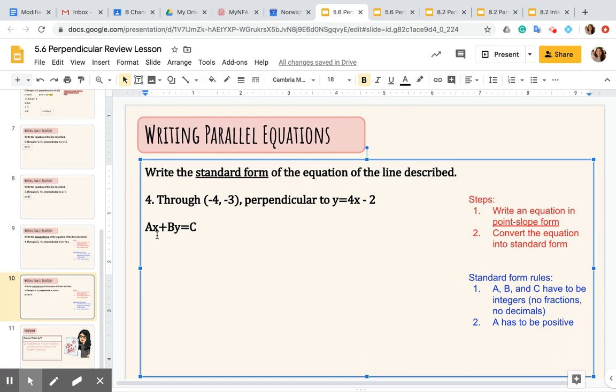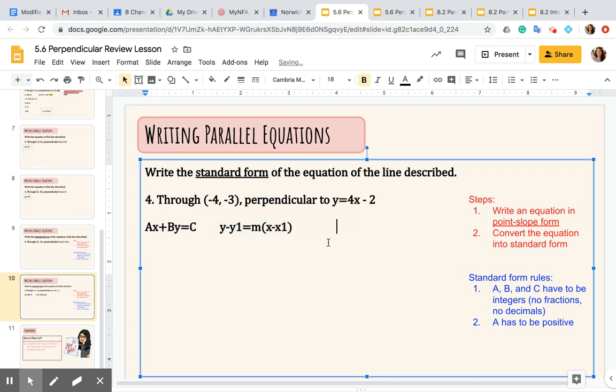But if you recall from last time, we can't directly write our equation in this form. We first have to start in some other form, like point slope, which I think is the easiest way to start, and then convert to that form. So here are the steps. First, write an equation in point slope. Here's point slope, y minus y1 equals m, parentheses x minus x1. I first need to write my equation in this form, and then convert it to standard form, okay?